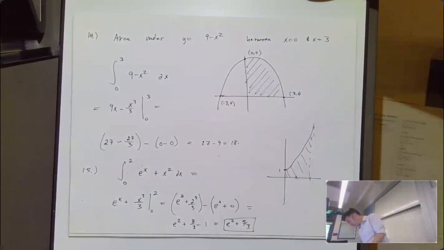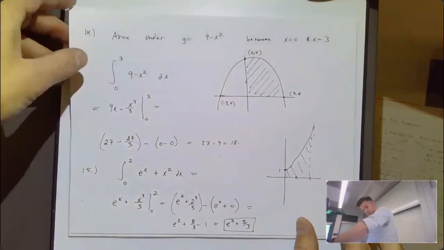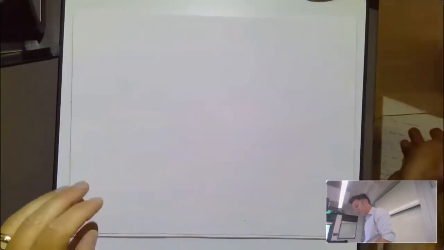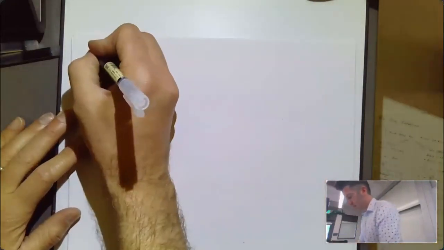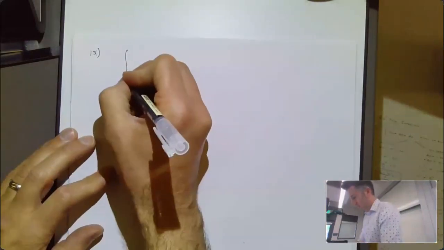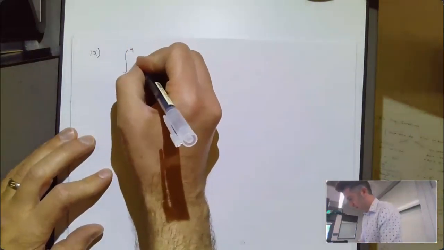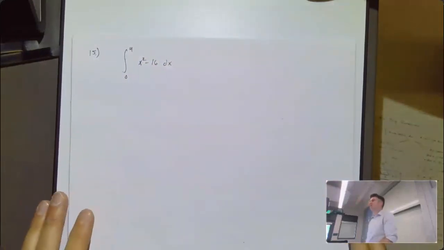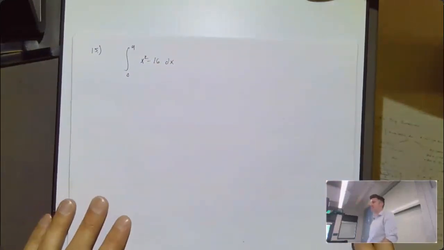Let's see here. Something else. So what if instead we asked for this? The integral from 0 to 4 of x squared minus 16. Let's just do it and then talk about what the results mean.